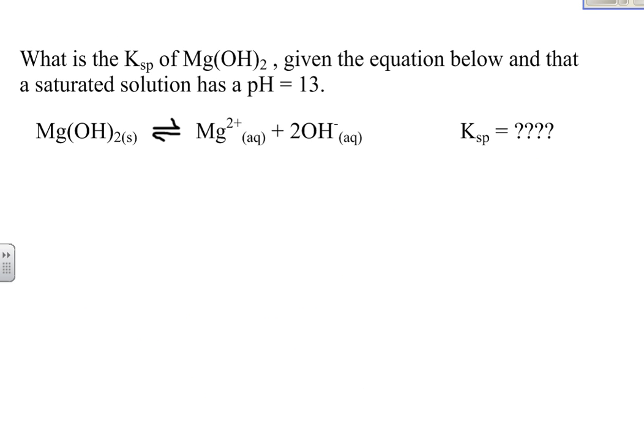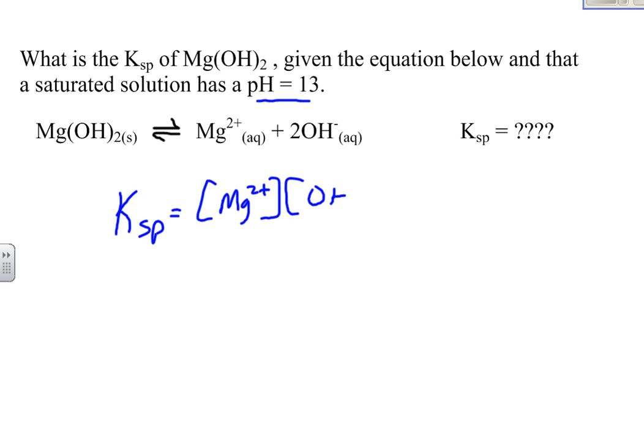One more quick mathematical example. Here we are trying to find the KSP, and we're given the pH of the solution. So again, we'll write down our KSP expression. KSP equals the concentration of magnesium times the concentration of the hydroxide ion squared.